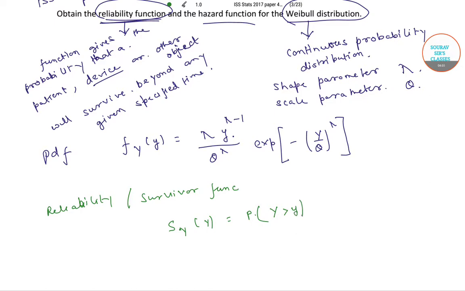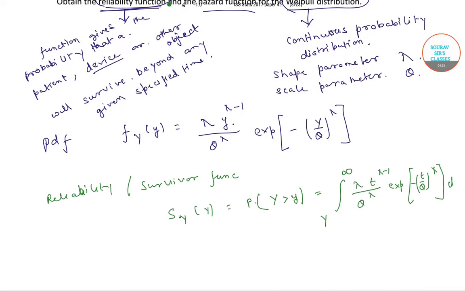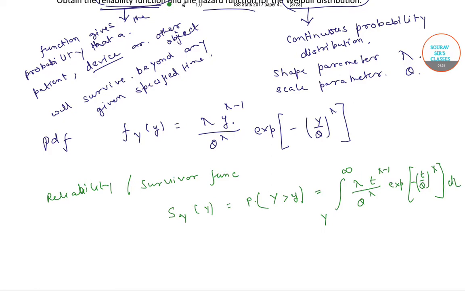So S(y) is equal to the probability that capital Y is greater than small y, which is equal to the integration from y to infinity of lambda into t raised to the power lambda minus 1 divided by theta raised to the power lambda into e raised to the power minus (t by theta) raised to the power lambda into dt. So the survivability function would be given like this.